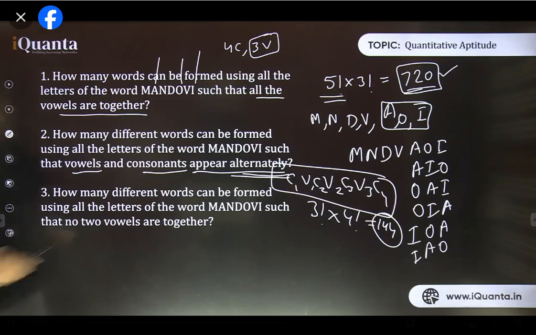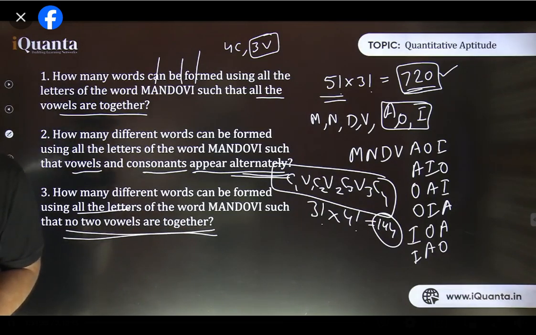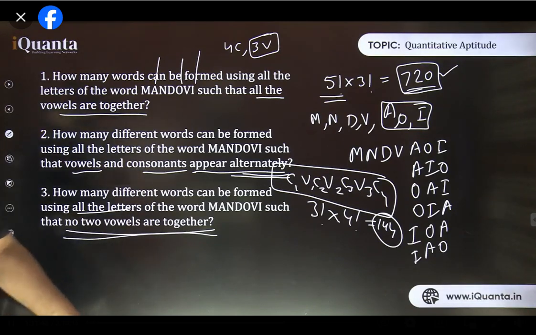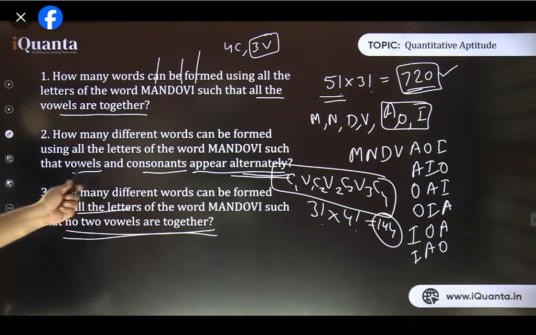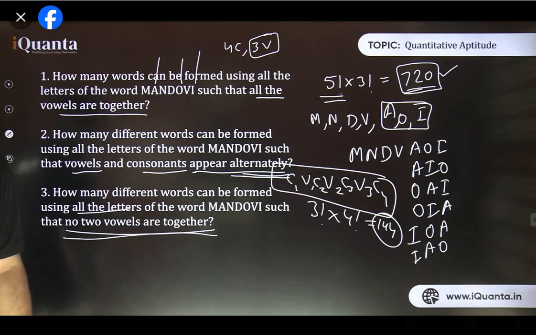Third one now. How many different words can be formed using all the letters of this word such that no 2 vowels are together? Now, how to do this? No 2 vowels are together. Satyajit is saying, could the vowel not come first? Think about it, Satyajit. If in this case we start the word with a vowel, can all the consonants and vowels be alternate? Try that.